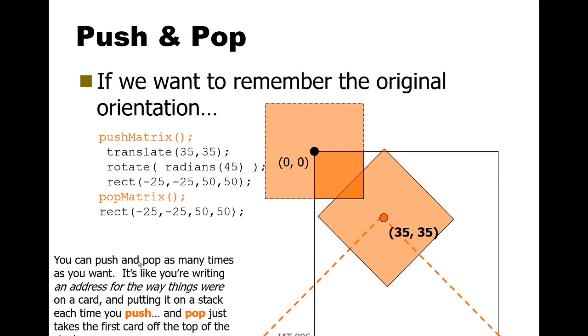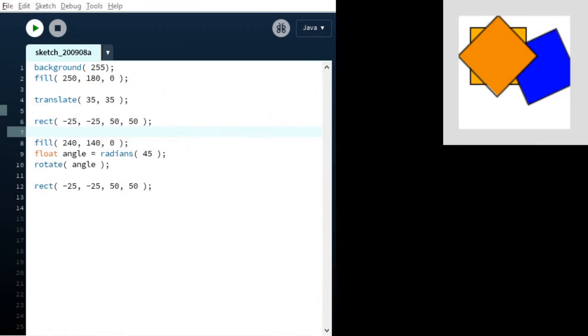And you can push and pop as many times as you want. It's like writing an address for the way things were on a card, putting it on a stack of cards, and every time you push, you're adding another card to the stack, and every time you pop, you're taking a card off the stack. So now let's show what that looks like in the Processing window.